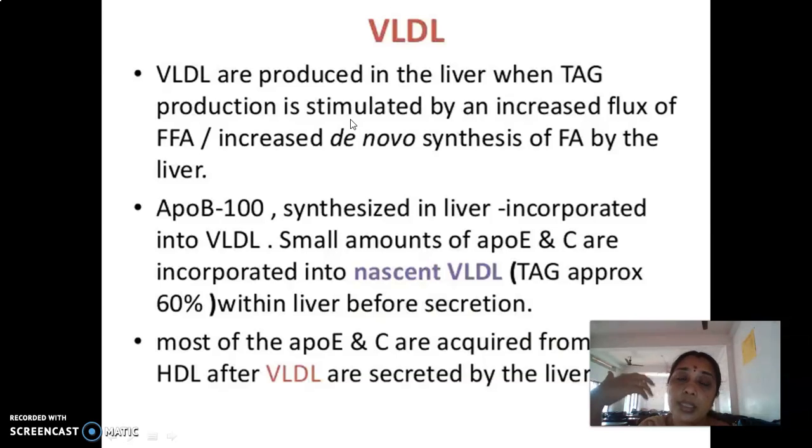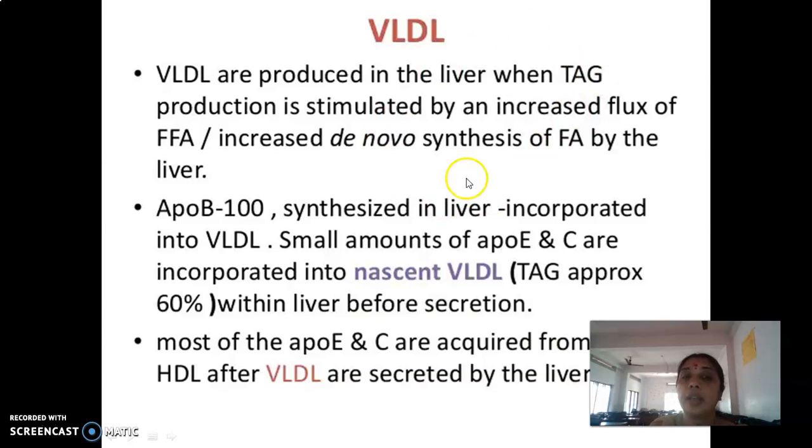So whenever there is an increased rate of fatty acid synthesis, that is, when a lot of glucose and carbohydrates in the diet finally reach the liver, what happens? The excess of the glucose will be converted into fatty acids, and increased de novo synthesis of fatty acids results in the increased synthesis of TG. Right, so this is how TG is synthesized by the body itself, and this is known as the endogenous TG.